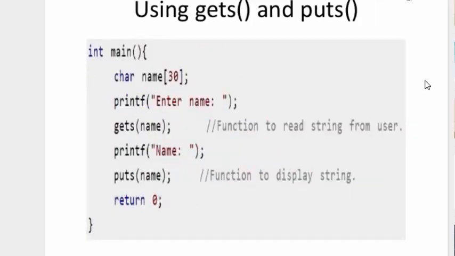Now we have inbuilt functions to read and write the whole string without using any loop, without using any formatted string. We have two functions, one is gets and the other one is puts, to read and display the string. So let's see how it works. Firstly we have a declaration of a character array, that means our string. The array name is name and the size is 30.